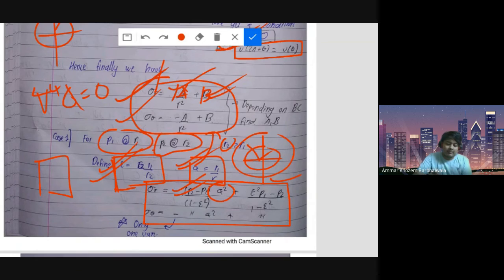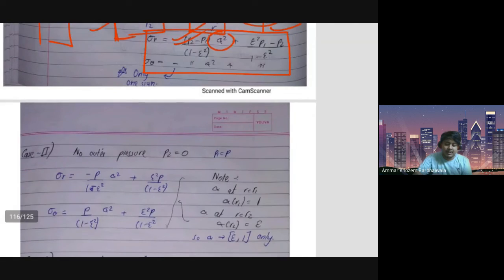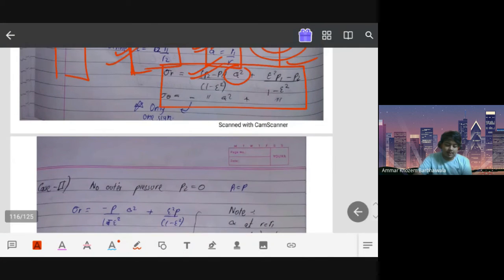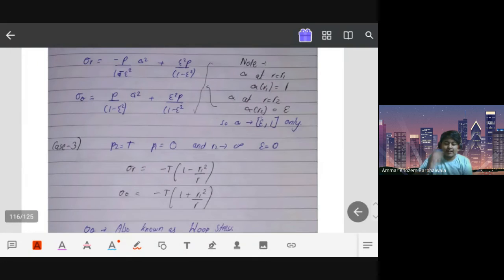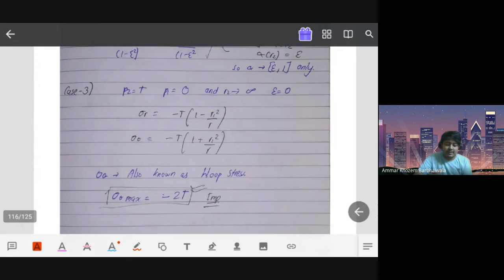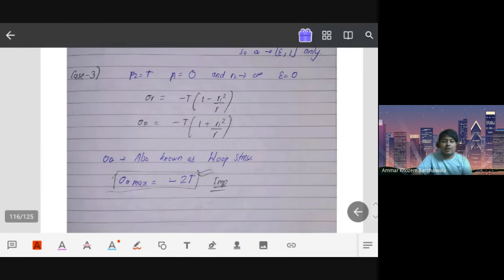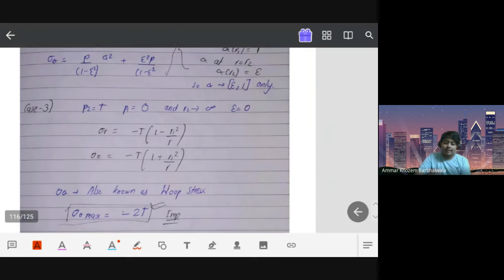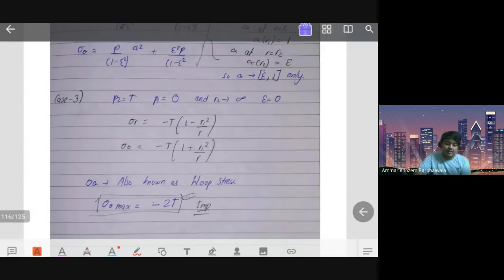From this we can have a lot of special cases, for example p2 equal to 0, where you just put p2 equals 0 in this equation. Another case is that r2 is infinite, so you put r2 as infinity and epsilon goes to 0, and in this case you will have this kind of state of stress. This is what the axisymmetric function looks like in polar coordinates, and we can solve it very easily in this generalized solution form. Based on any boundary conditions you can find the stress and strain function.